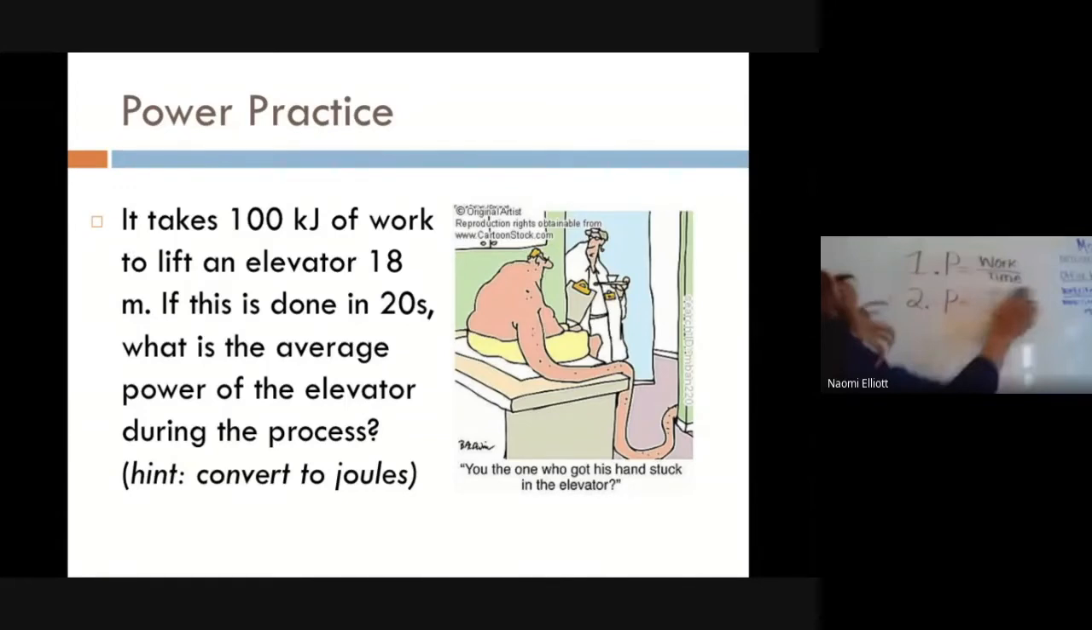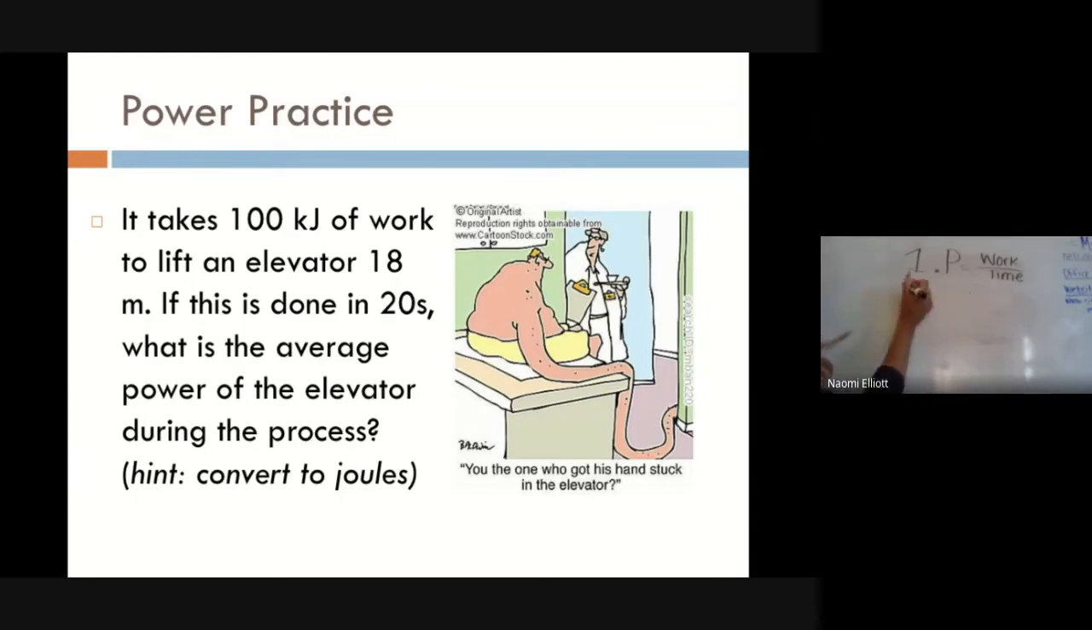using the same power equation says that it takes 100 kilojoules of work to lift an elevator 18 meters. If this is done in 20 seconds, what is the average power of the elevator during the process? Okay, so we just need to find the power, okay? Because again, the power is telling you that for every second, this is how much work is being done.